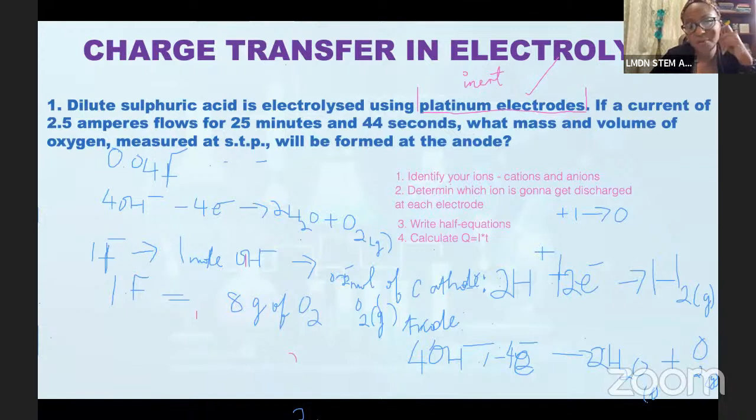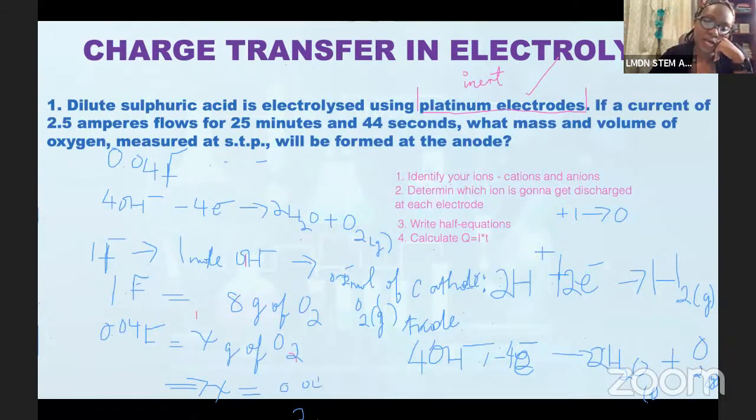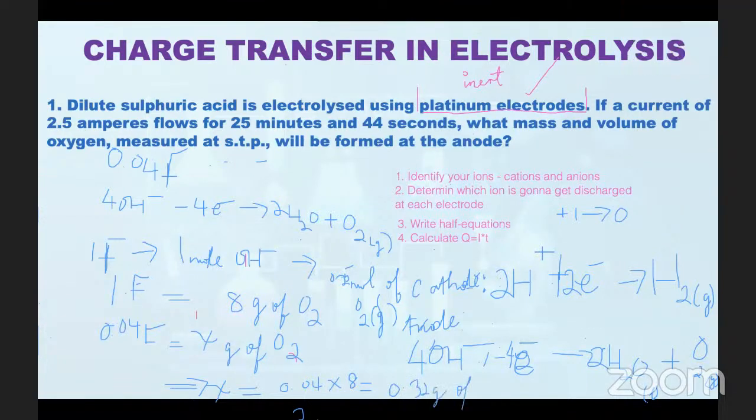So what mass of oxygen is 0.04 Faraday going to get us? 1 Faraday got us 8 grams. So if we only have 0.04 Faraday, what mass is that going to get us? So what is X? X grams of oxygen. What's X in this case? X is 0.04 times 8, which is 0.32. 0.32 grams of oxygen. So that's our answer.